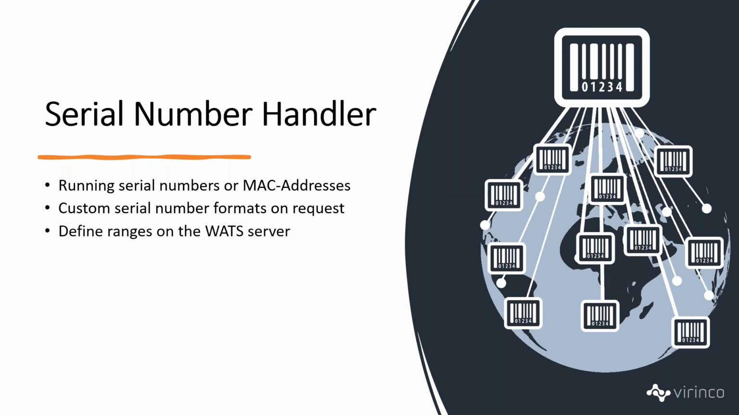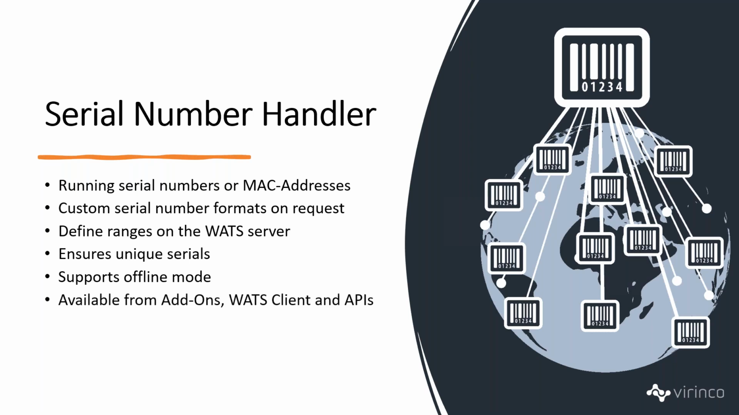Once they are created, you can define ranges or import ranges to the WATS server. It ensures that unique serials are distributed to your units. It supports offline mode by letting the client reserve batches of serial numbers so that it can work offline until the batch is used. And it is available both from the add-ons and from the WATS client and the API.